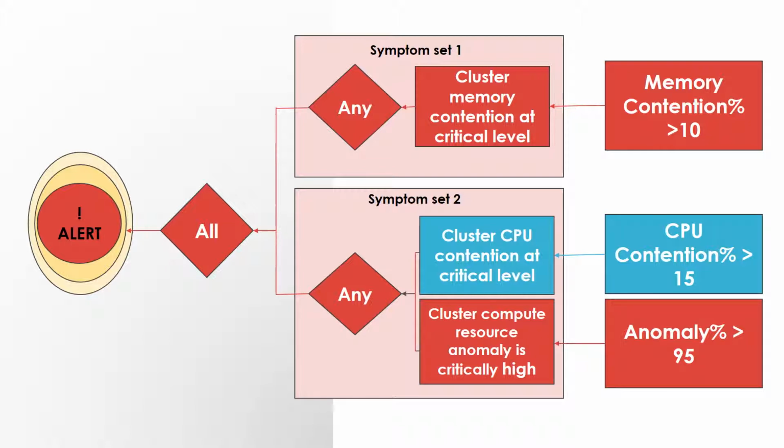So, looking at this situation here, both of our symptom sets are true. So, the all condition is met. We are meeting the all condition, which is causing the alert to be triggered. So, this is how symptoms and conditions work in vROps.